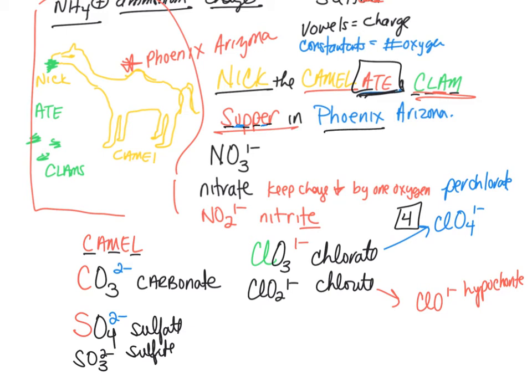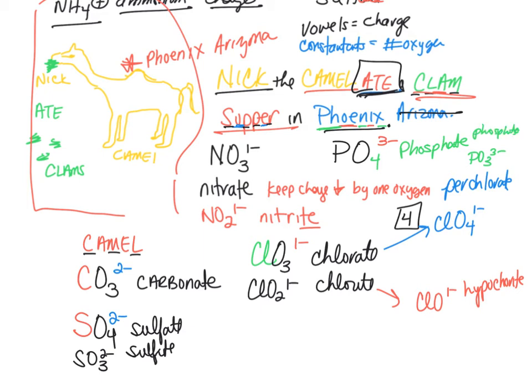Okay, Phoenix, Arizona. That's our last one. You could just say Phoenix if you don't want to do Arizona. Okay, this is phosphorus with oxygen. How many vowels do we have? 1, 2, 3. So that's a 3 minus charge. How many consonants do we have? 1, 2, 3, 4. So that is phosphate. And then for phosphite, it would be PO3, 3 minus. That's phosphite.